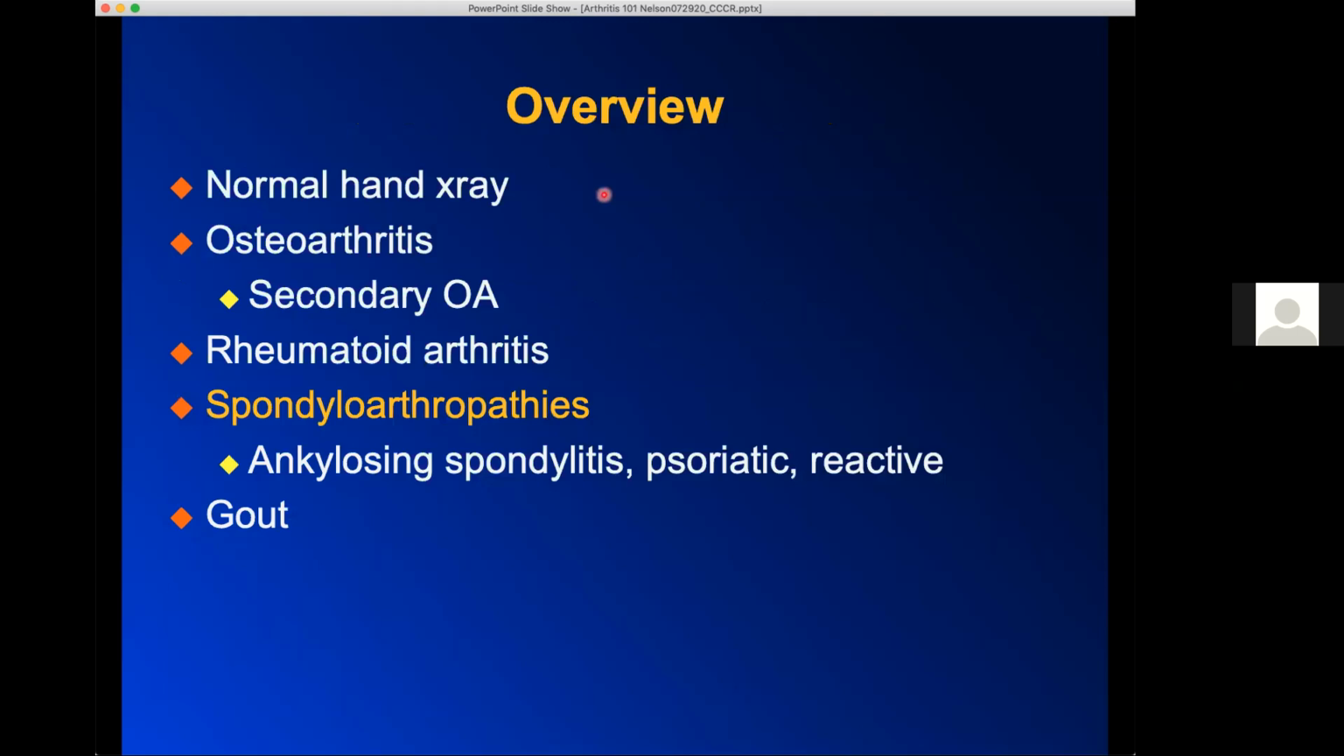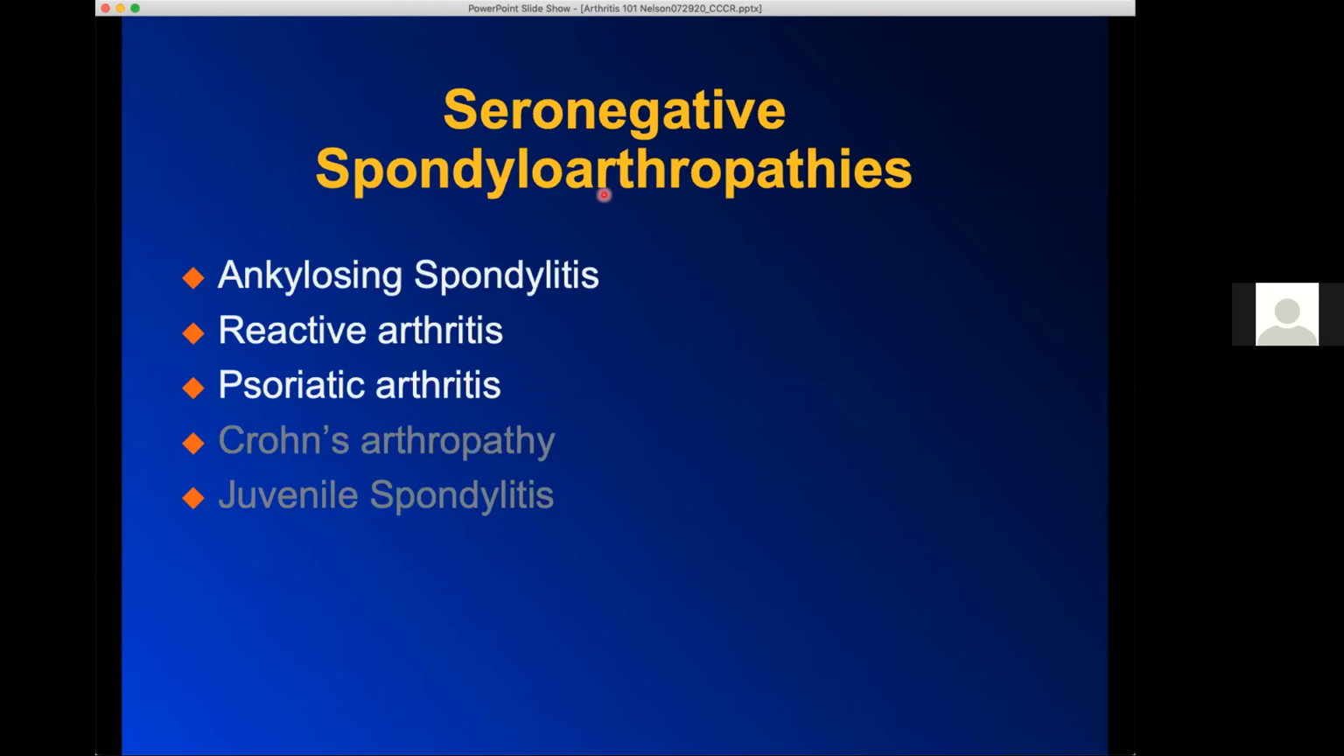All right, so now we're going to move to the spondyloarthropathies, or seronegative spondyloarthritis. There are several types of this. The categories kind of shift around, but the general idea is the same. So we'll talk about ankylosing spondylitis and a couple of others here.